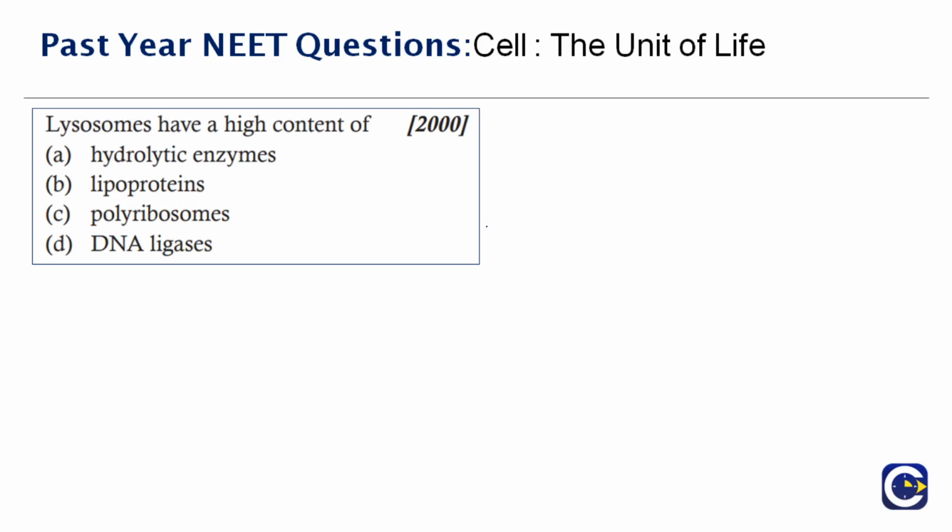Next question here. This question was asked in the year 2000. Lysosomes have a high content of dash. What are lysosomes? Any idea? Where do you find them, or what is their activity? When I say lysosomes, they are a membrane bound cell organelle. We all know that, right? Lysosome is a membrane bound organelle. So does it have a cell wall? What does it contain actually?